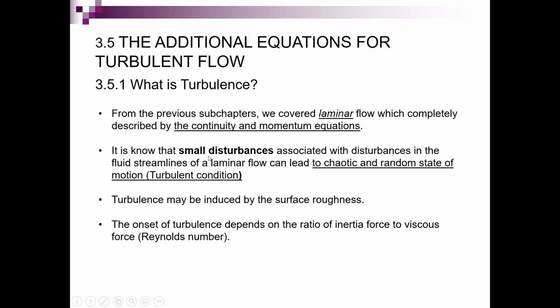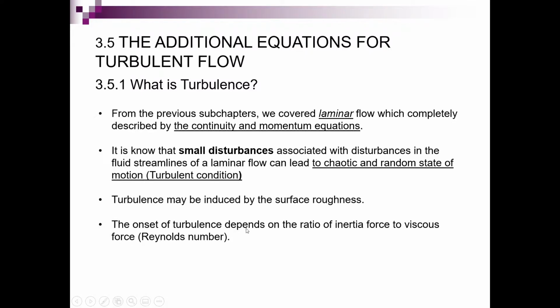It is known that small disturbances associated with disturbances in the fluid streamlines of a laminar flow can cause the flow to become chaotic and random. That is what turbulent condition is. Turbulence may be induced by the surface roughness. When the surface is rough, basically it will create small scale vortex structures in the flow, and these small structures cause the flow to become chaotic.